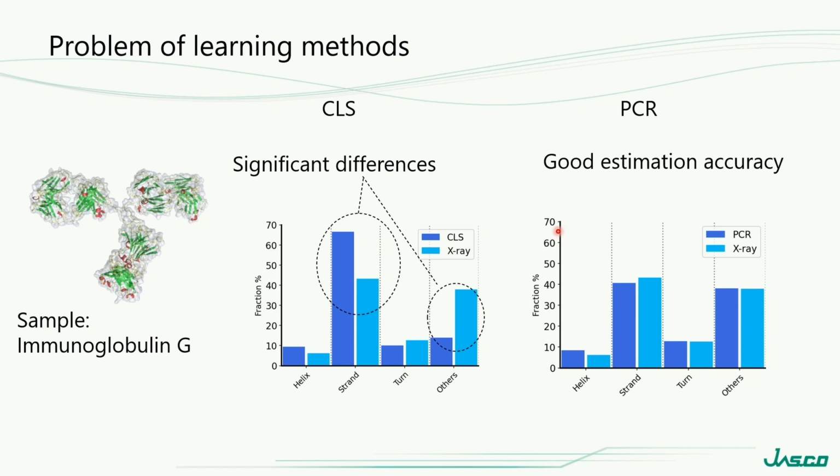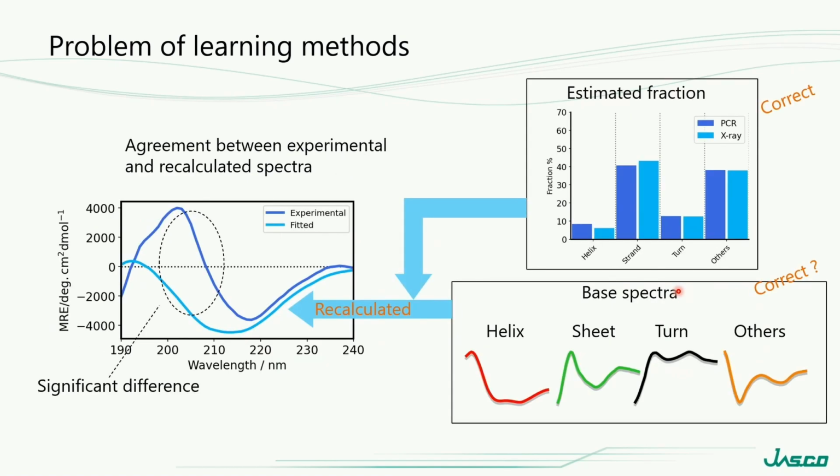Applying the machine learning model, the estimation error seen with the CLS improved and shows good estimation accuracy even for immunoglobulin G. However, there needs to be a solution. The spectra recalculated from the estimated fraction and base spectra do not match the experimental spectra.